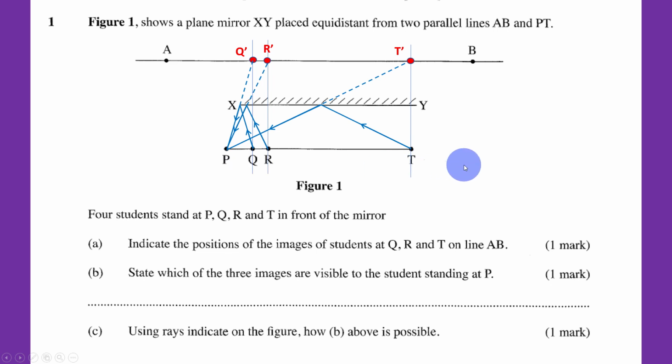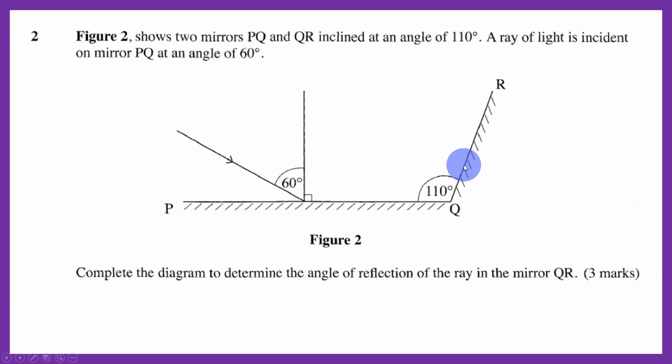And let's go to question number 2. In question number 2, again, it's about reflection. What are we told in this question? Figure 2 shows two mirrors, PQ and QR, inclined at an angle of 110 degrees. A ray of light is incident on mirror PQ at an angle of 60 degrees as shown.